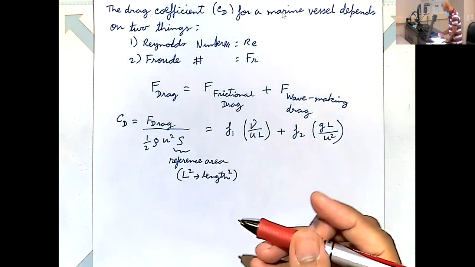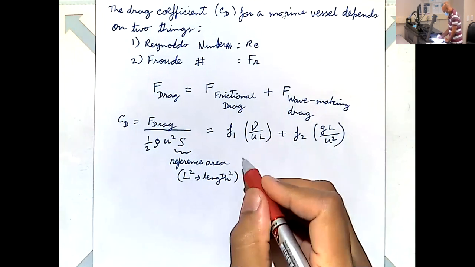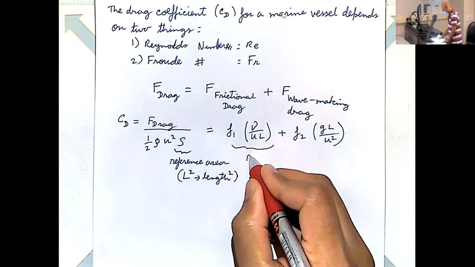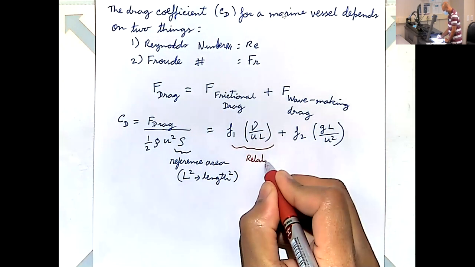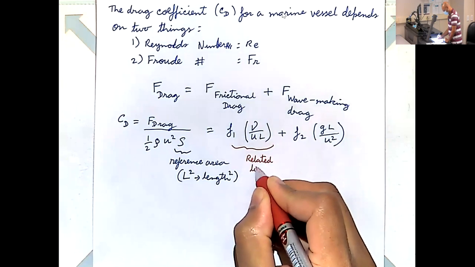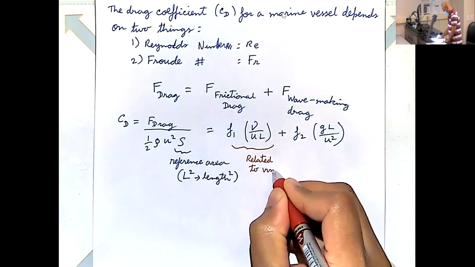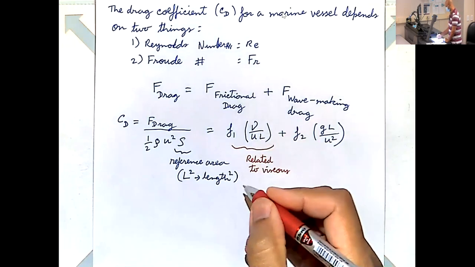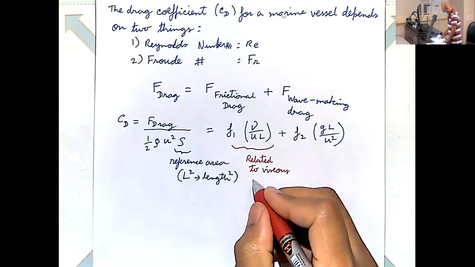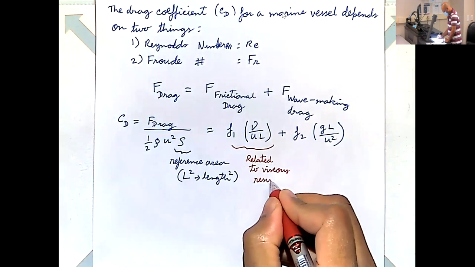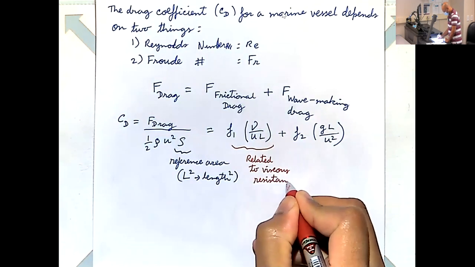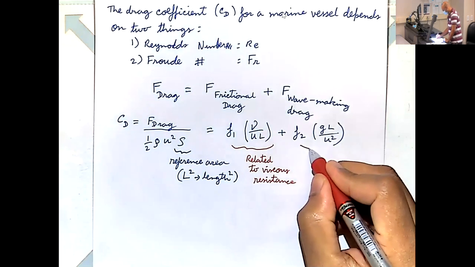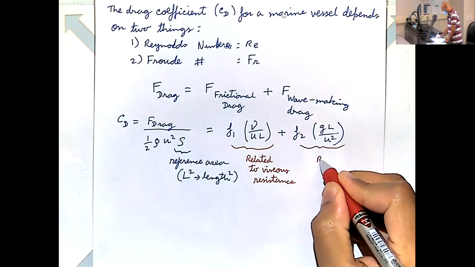So this is basically, first let me mention that the first variable is related to viscous resistance. Viscous resistance, frictional resistance, same thing. And drag and resistance, same thing. And this second term is related to wave resistance.